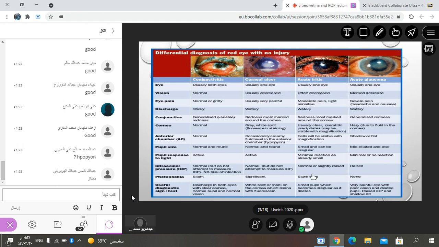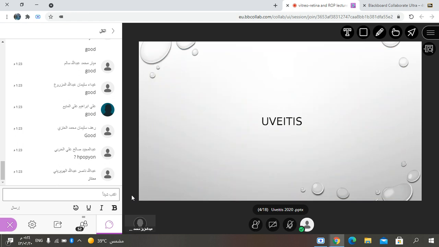Photophobia, it's present in this one and this one, and also this one. Useful diagnostic sign and test. This needs full examination, and this needs full examination with scraping for stain and culture, and this needs a swab for stain and culture, and this needs checking the intraocular pressure. We wouldn't go through all of these, we'll go just through the uveitis.